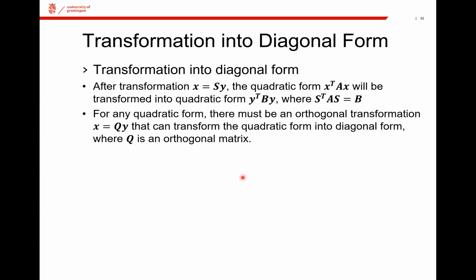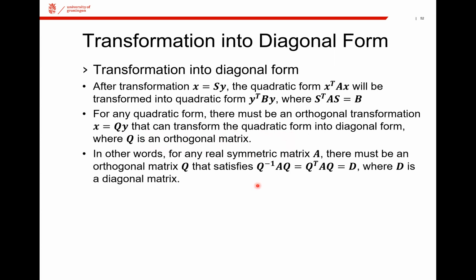For any quadratic form, there must be an orthogonal transformation X equals Qy, where Q is an orthogonal matrix that can transform the quadratic form into diagonal form. In other words, for any real symmetric matrix A, there must be an orthogonal matrix Q that satisfies this equation, where D is a diagonal matrix. So after we multiply by the transpose matrix of Q and Q on the two sides, we will have the diagonal matrix D.